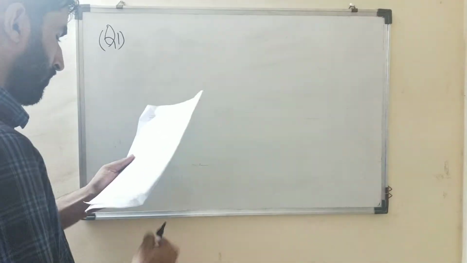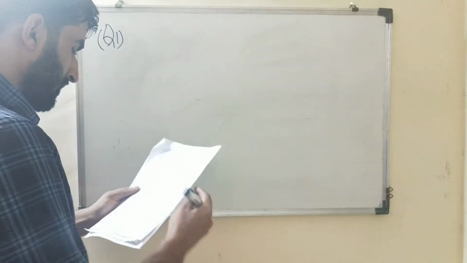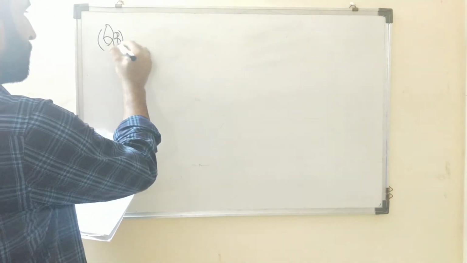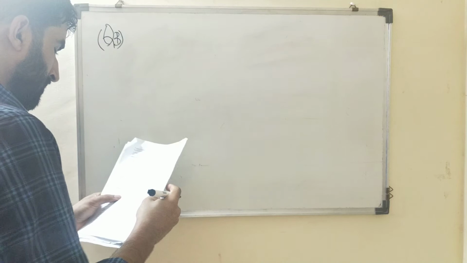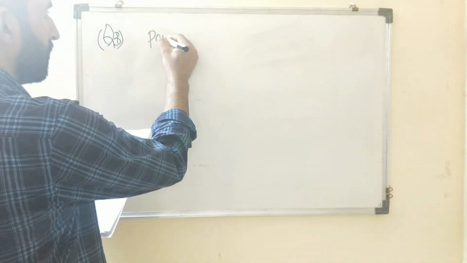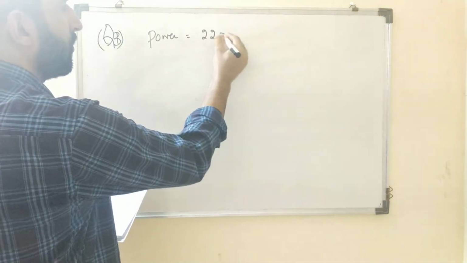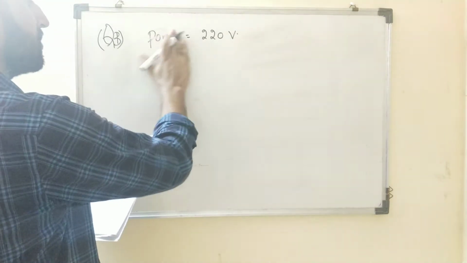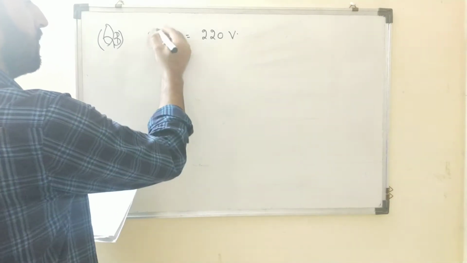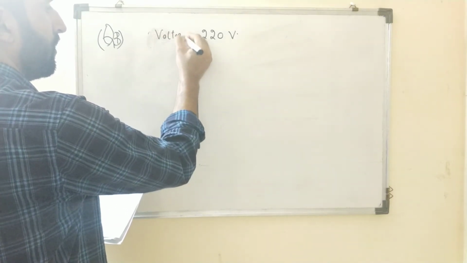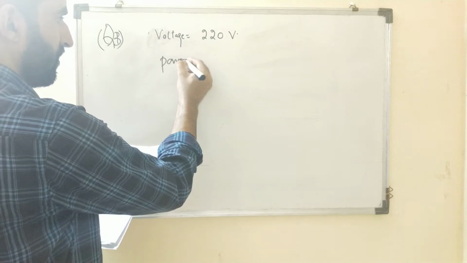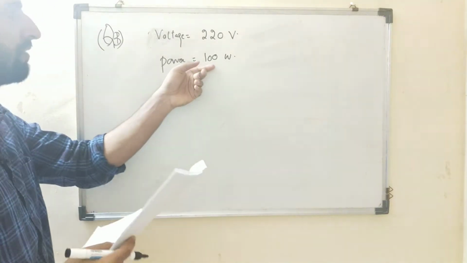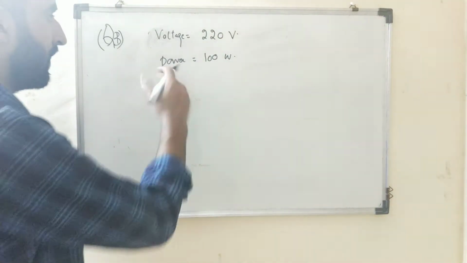So the question goes like this. This is question number 3. Power is equal to 100 watt, and sorry, this is voltage, 220 volt. So it is rated as 100 watts under the voltage of 220 volts. So we will find the resistance.